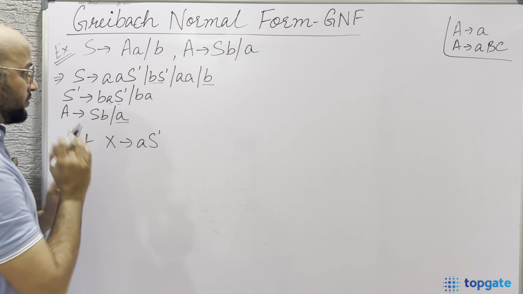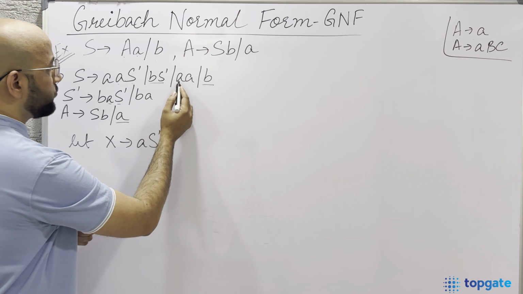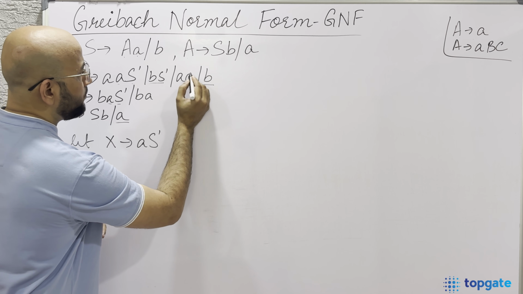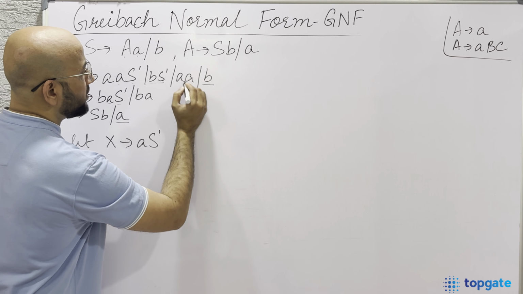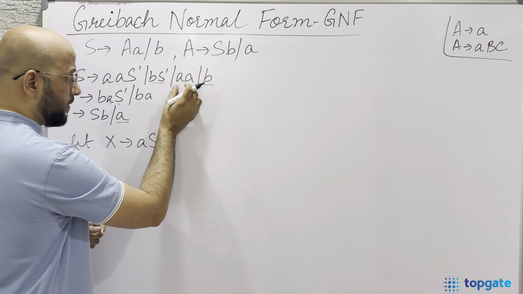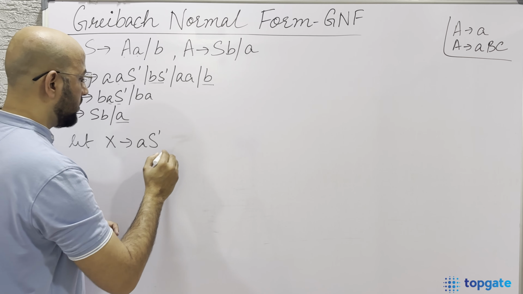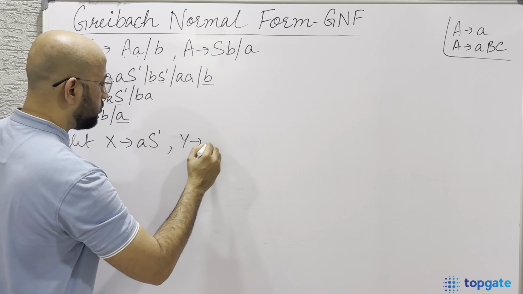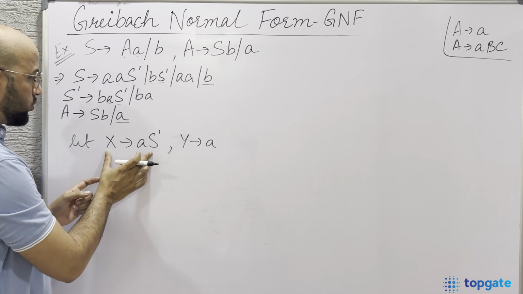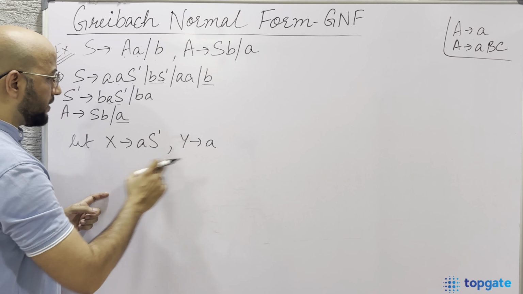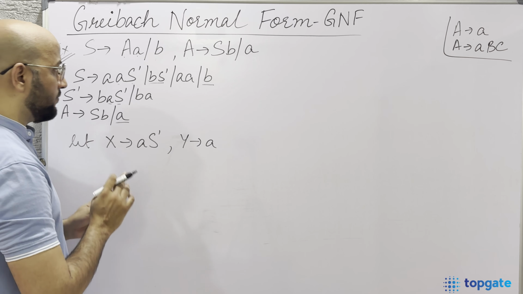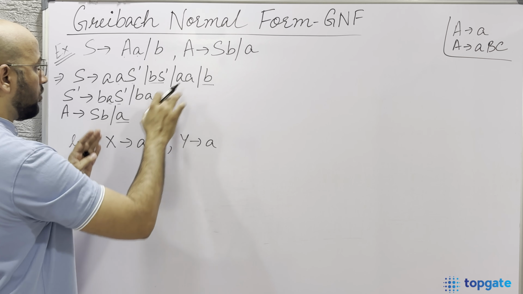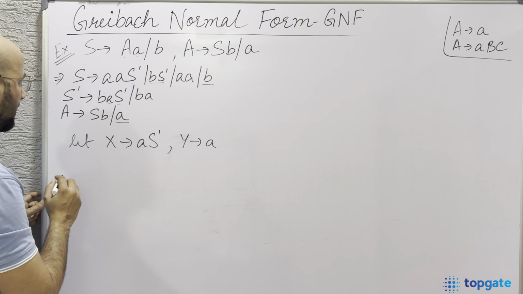So this one is actually in GNF form. And if you can observe this one, we have this a. If I put a variable here onto the second a, then this will also be converted into a GNF form. So let's assume Y tends to small a. This we have assumed and this we have assumed, and both of these are in GNF form. Now I'll put these values here onto this grammar. Let's see what I will get in my final grammar.